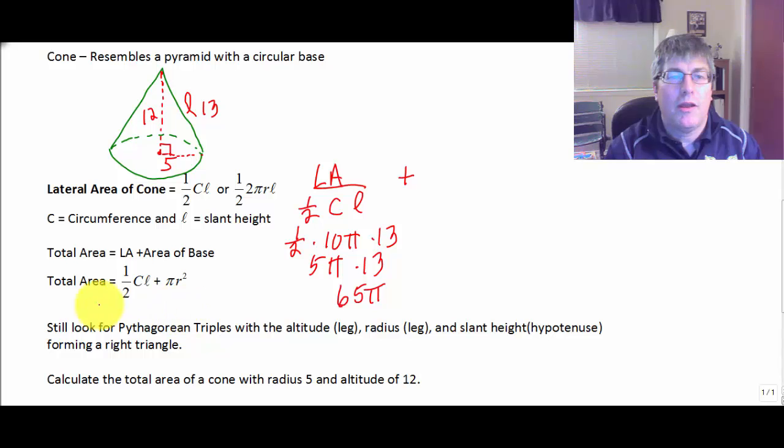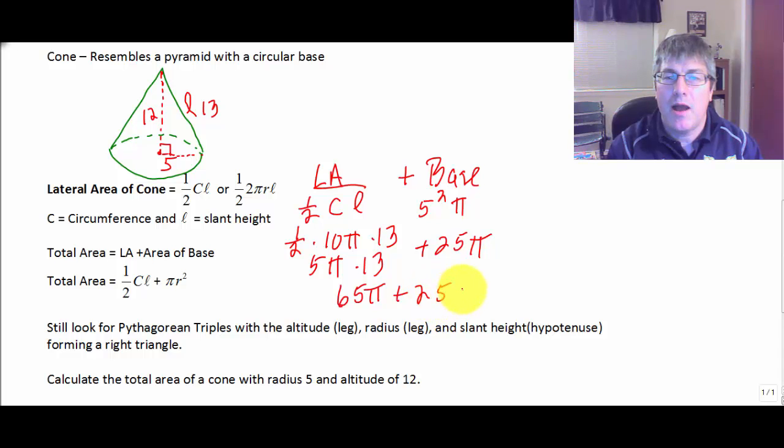But I want the total area, so now I need to add the area of the base, which is just the one circle with a radius of 5. So the area of my circle is 5 squared pi, so plus 25 pi, and 25 pi plus 65 pi gives me a total of 90 pi units squared.